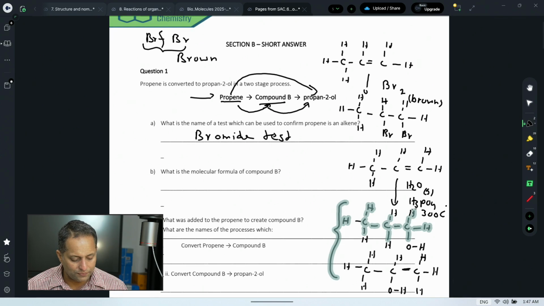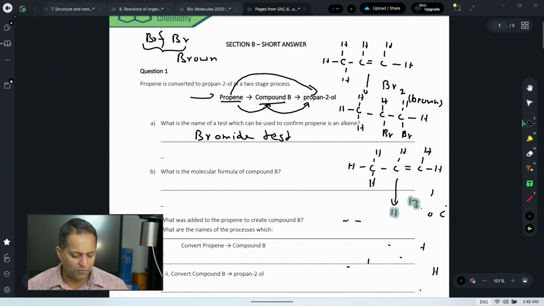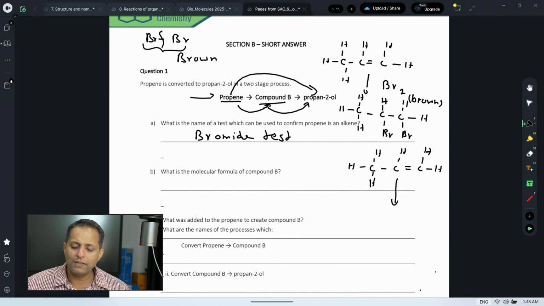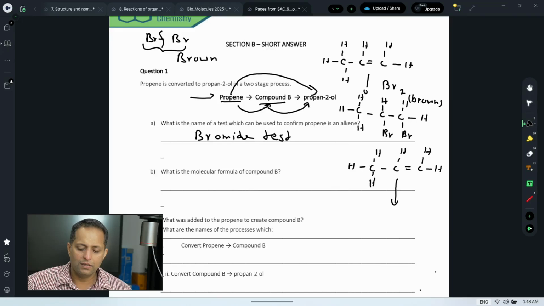Why are we doing that in two steps? I don't know. That's what the question is asking, so let's do what the question is asking. In order to do that, alkene: always remember that alkenes undergo addition, not substitution.